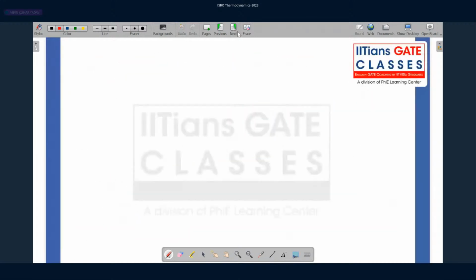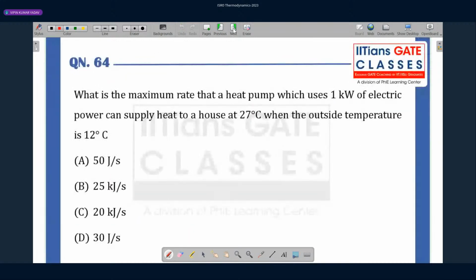Let's move on to the next question. What is the maximum rate that a heat pump which uses 1 kilowatt of electrical power can supply heat to a house? So you have a heat pump, and it has to maintain a house at 27 degrees Celsius. That means it has to maintain the house at T1, which is 300 Kelvin, by supplying heat Q1.